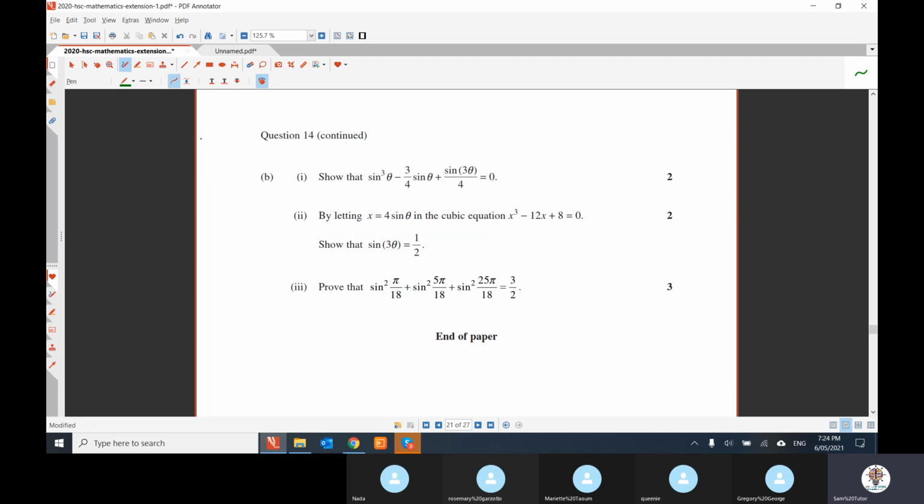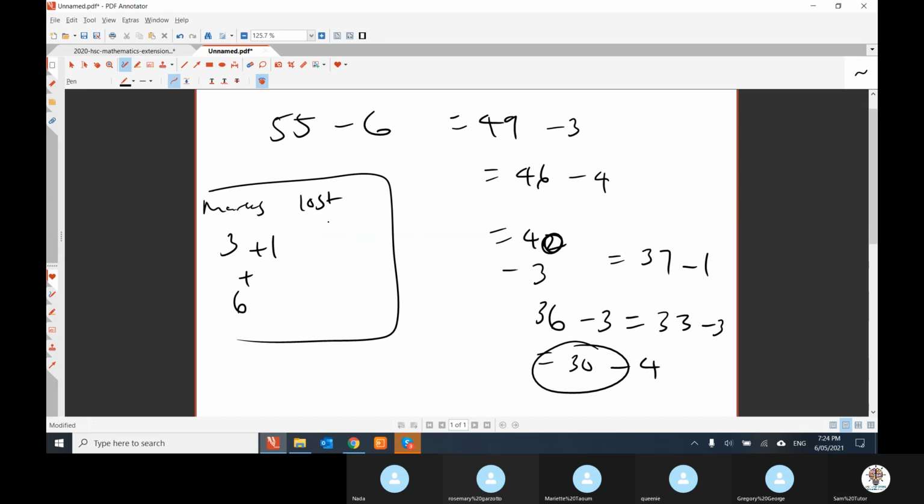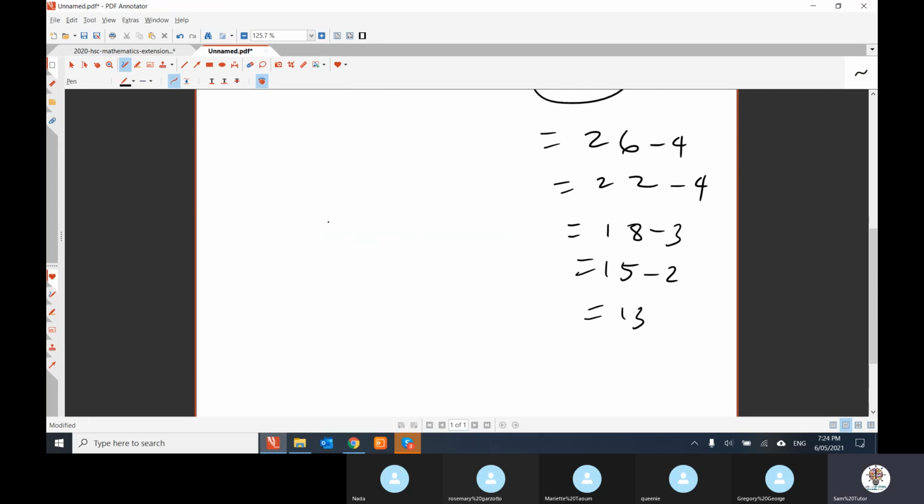Let's do this. Question 14b, end of the paper. 4, 5, 6, 7. Unfortunately, we won't be enough. Where are we up to? 13. So we'll need to do at least 6 multiple choice from the looks of it.